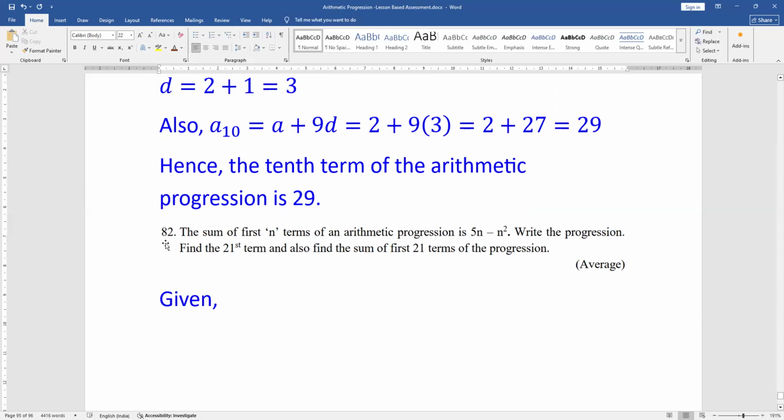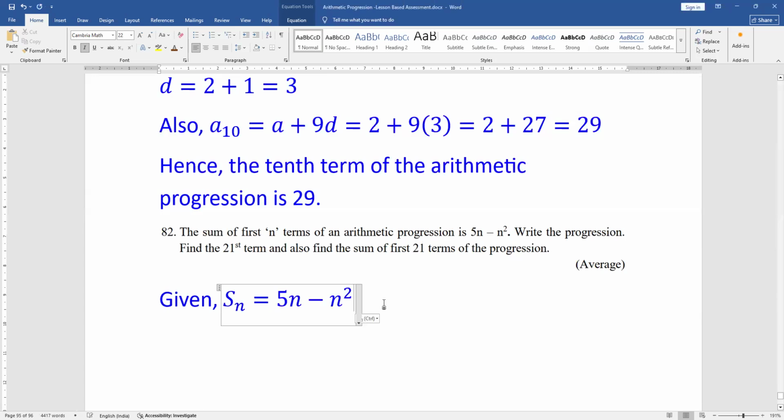Write the progression, find the 21st term, and also find the sum of first 21 terms of the progression. So first, given that the sum of first n terms of the progression is Sn equals 5n minus n square.